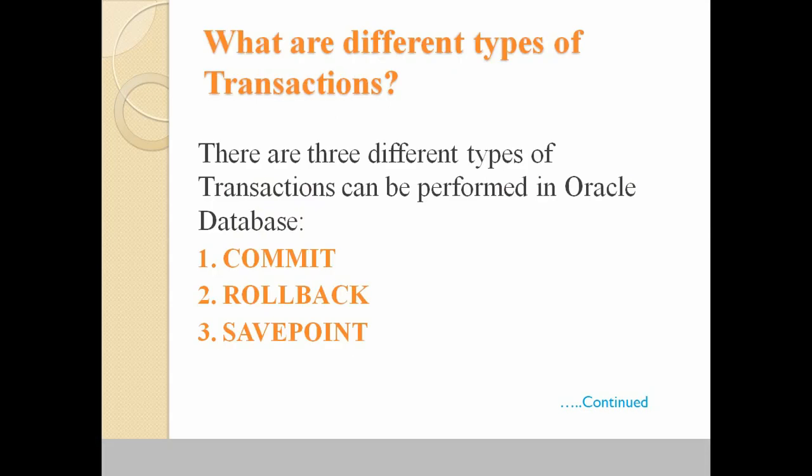Next point is, what are the different types of transactions? There are three different types of transactions which can be performed in an Oracle database. First one is commit, second is rollback, and third one is savepoint. So these three types of transactions we can perform in an Oracle database.